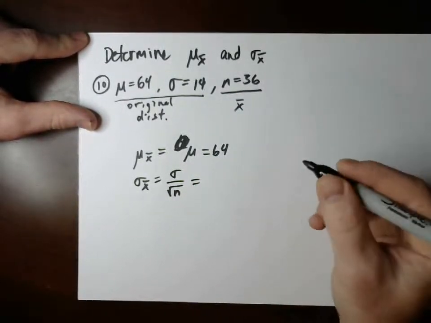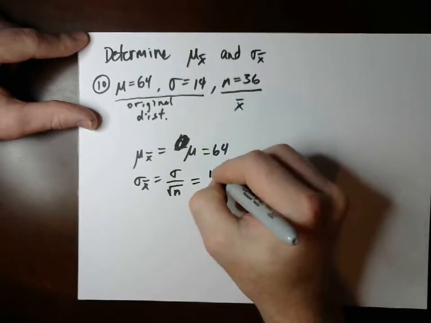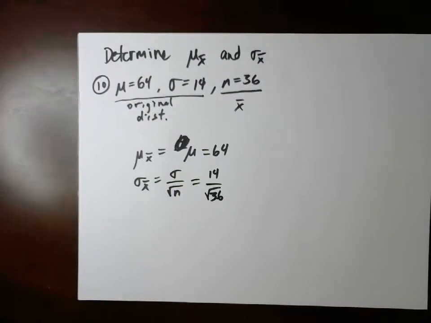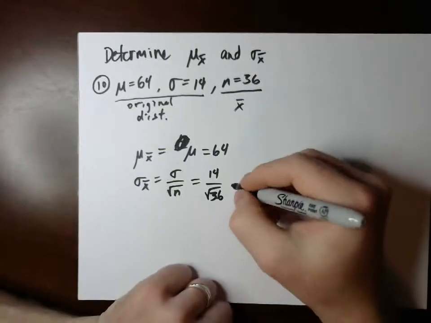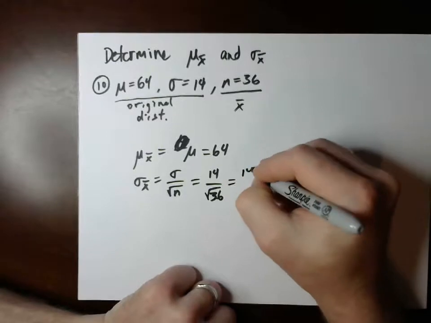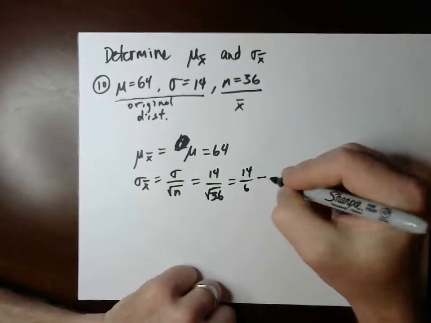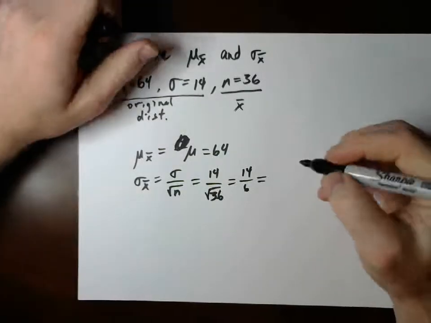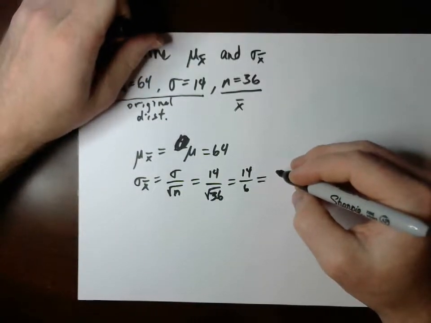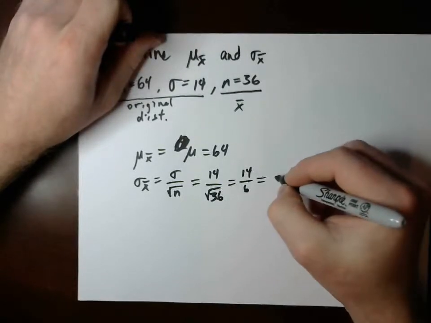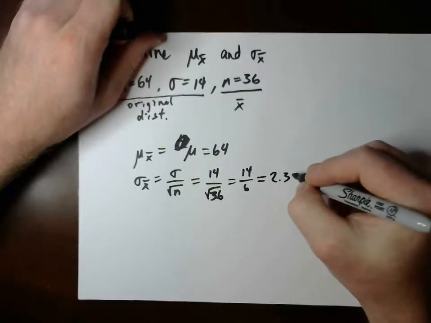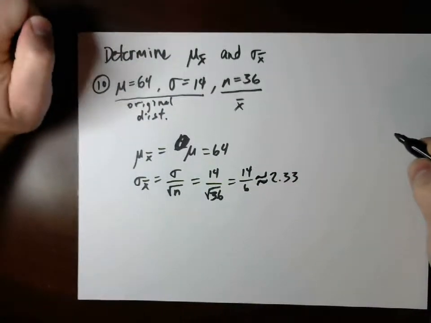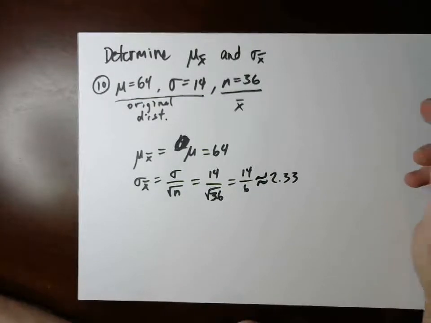Now, this is equivalent to, in this case, 14 divided by the square root of 36. Which is equivalent to 14 over 6. And that is 2 and 1/3, so 2.3 approximately. Let's put 2.33 approximately.